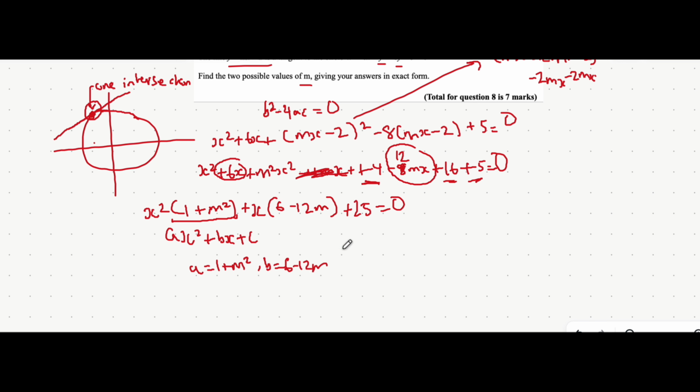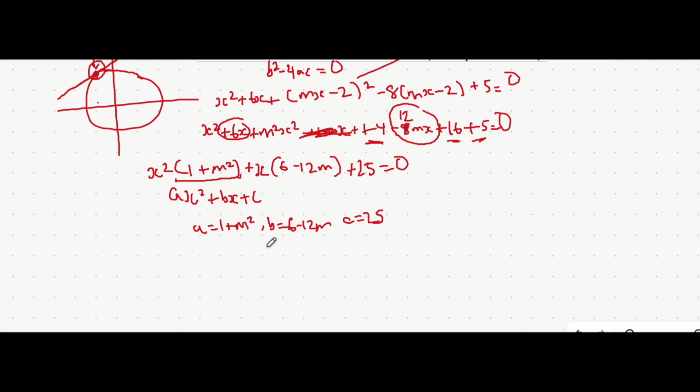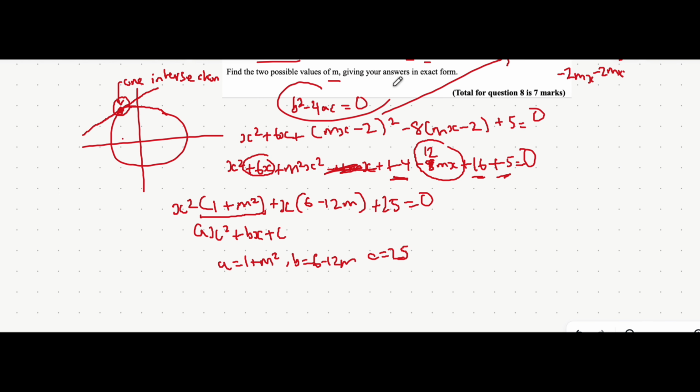I think you're starting to see why this is a 7-mark question now. And c is just that constant at the end, 25. Putting them into the expression b squared minus 4ac equals 0. Let's do the rest of this in a different color pen. I like changing up the colors a little bit.